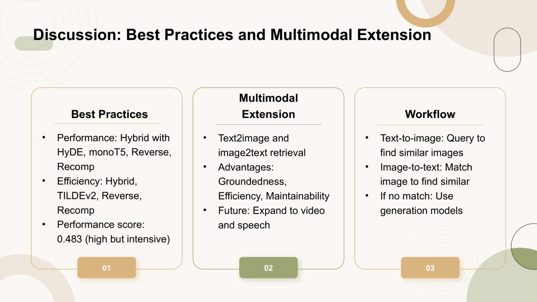In this discussion, we explore two best practices for implementing RAG systems. The first practice focuses on achieving the highest performance by using a combination of query classification, hybrid with HyDE retrieval, monoT5 re-ranking, reverse repacking, and Recomp summarization. This configuration achieved an average score of 0.483, but it is computationally intensive.